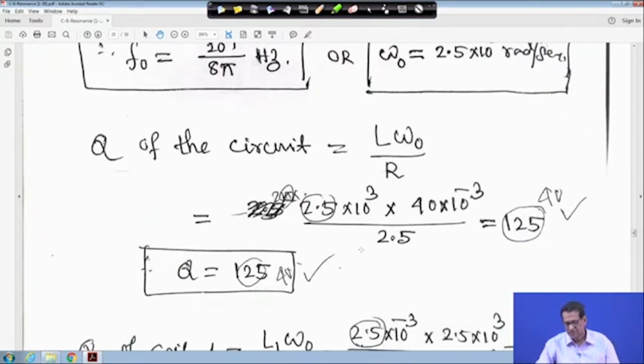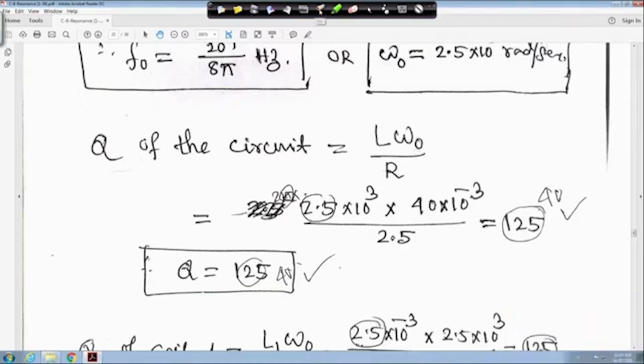So L is 40 into 10 to the minus 3 for the whole circuit, and omega 0 is 2.5 into 10 to the power 3 radian per second. Actually this will become 40. So this is not there, right? This is my class note, so all corrections are made. I have scanned the same thing here for you. So this is 40, right? It is written here, corrected, it is 40. So Q of the whole circuit is 40, right?